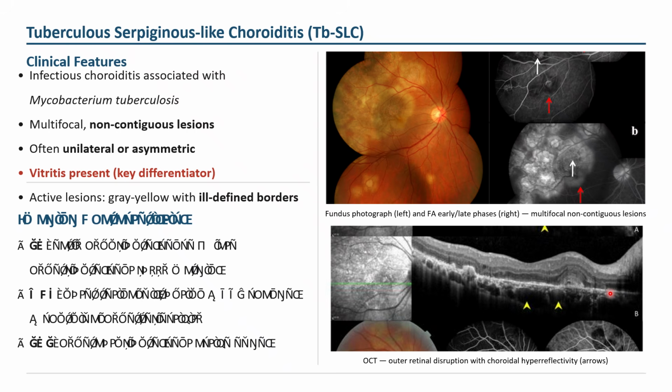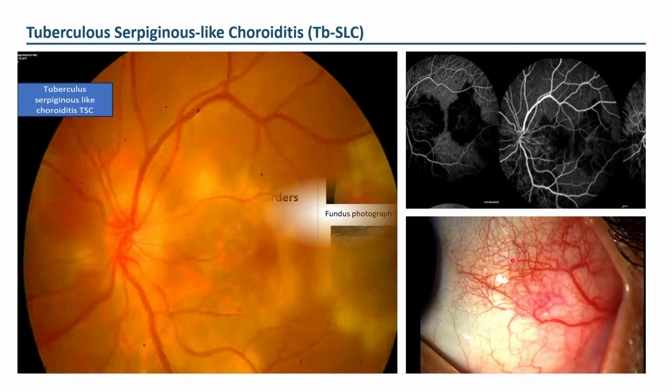So this is characteristic of the tuberculous serpiginous-like choroiditis, and this is due to active invasion by Mycobacterium tuberculosis, along with severe inflammatory reaction. That's why in the tuberculous serpiginous-like choroiditis, we need to provide both the anti-tubercular treatment as well as the steroids or immunosuppressive treatment.